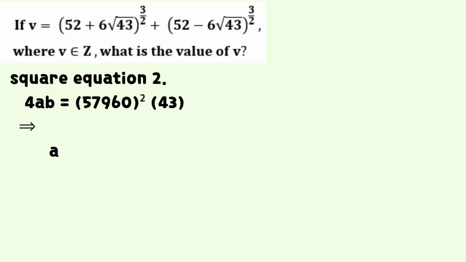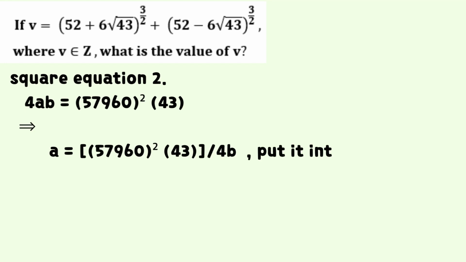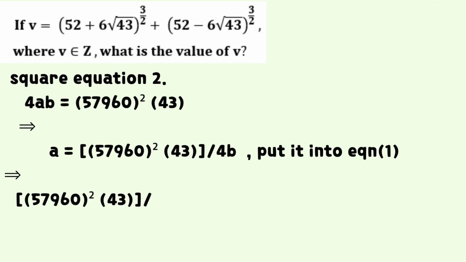Square equation 2. The product of 4 and b times a equals the product of the square of 57,960 and 43. Recall equation A and put into equation 1 to form a quadratic equation in variable b. Then simplify.